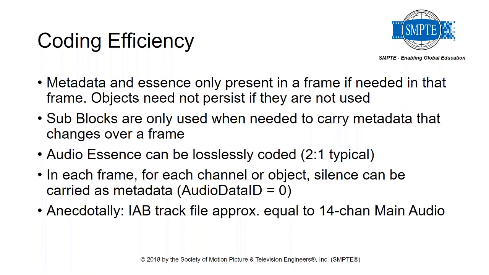Anecdotally, I can report, having worked with Dolby Atmos for several years, we can see the existing main audio track, which carries typically 14 channels of PCM audio. And of course, that track, if it carries silence, that actually has to be coded in. And you compare the 14-channel main audio track to the size of the immersive audio track file, and they're often comparable in size. Sometimes the immersive audio is larger, sometimes smaller, but it's not a big difference.